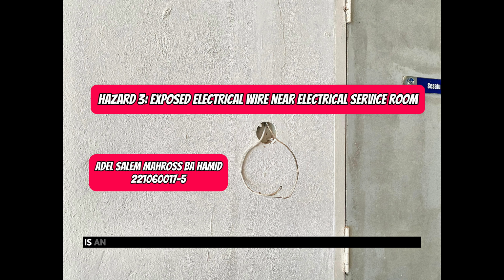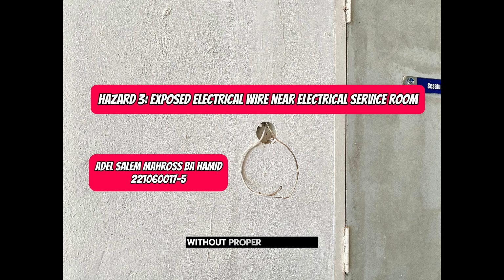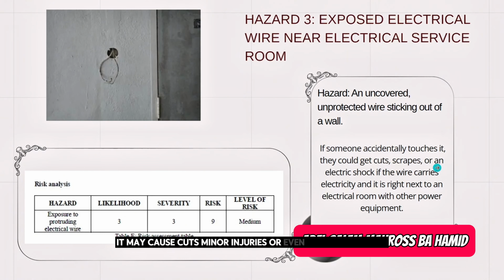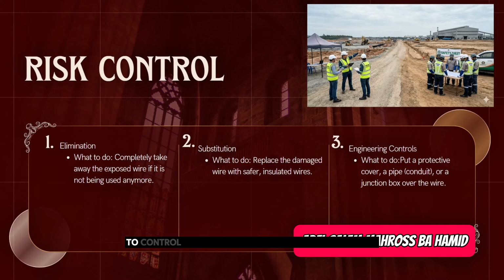Hazard 3 is an exposed electrical wire located near the electrical service room. The wire is uncovered and sticking out from the wall without proper protection. If someone accidentally touches the wire, it may cause cuts, minor injuries, or even electrical shock if the wire is live. Based on the risk assessment, the likelihood is 3 and the severity is 3, giving a risk score of 9, which is classified as a medium risk. To control this hazard, several actions can be taken.